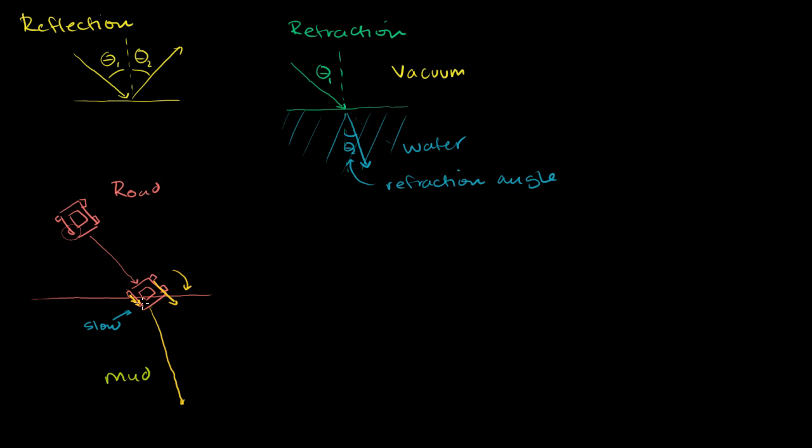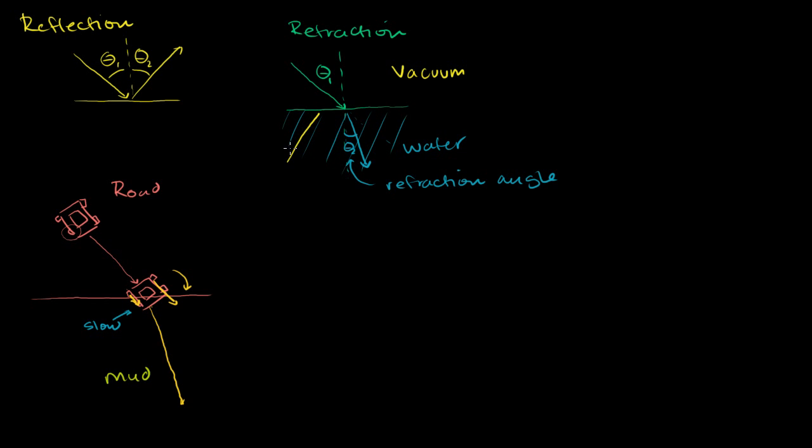Now, obviously, light doesn't have wheels and it doesn't deal with mud, but it's the same general idea. When I'm traveling from a faster medium to a slower medium, you can kind of imagine the wheels on that light, this side of it, closer to the vertical, hit the medium first and slow down, so the light turns to the right.